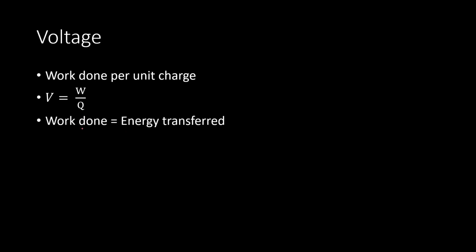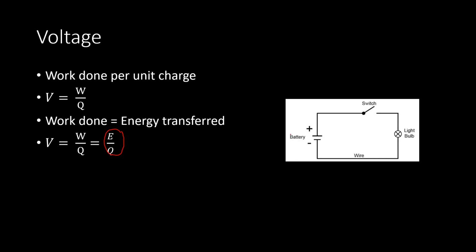We know in high school, work done is equal to energy transferred. So voltage can also be defined as energy transferred per unit charge. If we have a loop and we have a battery, for example, the voltage between the positive node and the negative node of the battery is the work done in moving this charge per unit charge around this circuit.